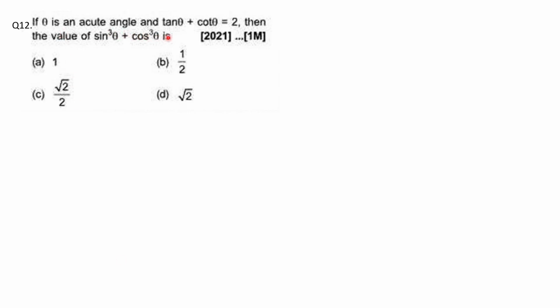If theta is an acute angle and tan theta plus cot theta equal to 2, then the value of sine cube theta plus cos cube theta is. So tan theta plus cot theta is equal to 2. Cot theta I can write as 1 by tan theta. This is equal to 2. So take the LCM. So tan square theta plus 1 is equal to 2 tan theta. So tan square theta minus 2 tan theta plus 1 equal to 0.